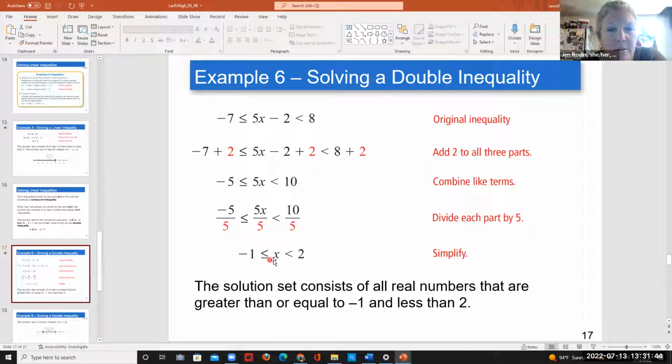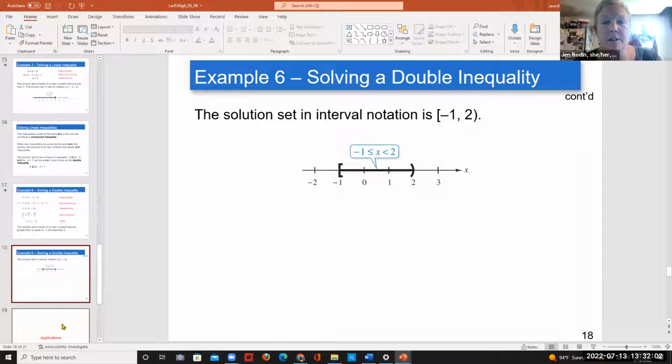-1 is less than or equal to x, which is less than 2. Then we can put that on the number line. X is going to be between -1 and 2, and including the -1. So it looked like that. Or if you're using the circles, it would be closed circle on the left and open circle on the right. Anybody have questions about that so far?